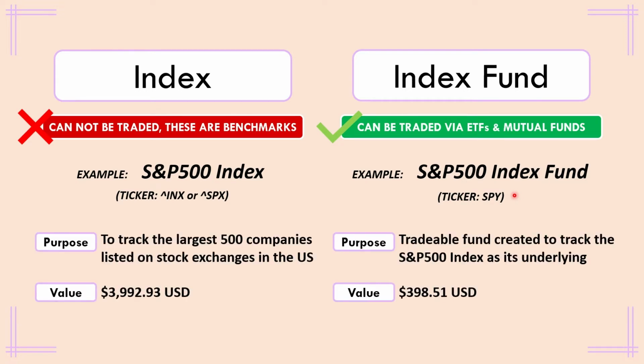Just a further example of this. On the left, we have the purpose of the index, right? That's going to be to track the largest 500 companies listed on stock exchanges in the US. You can see the price value of that index is currently just shy of $4,000.